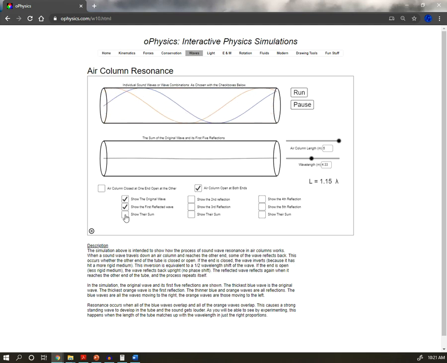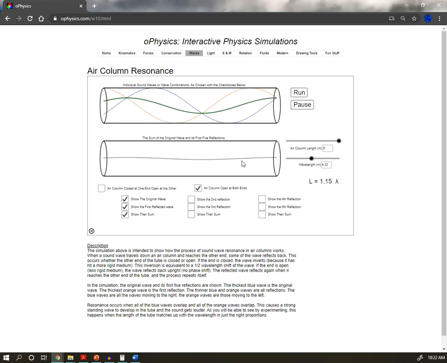So if we show their sum, you can see that they're constantly going between constructive interference and destructive interference. Constructive, destructive, constructive, back and forth, back and forth. Now, down here in this figure, you can see the total wave of just the wave and the first 5 reflections. And you can see not much is happening.